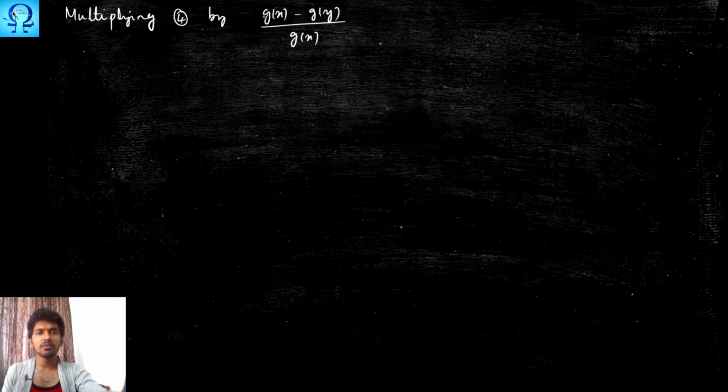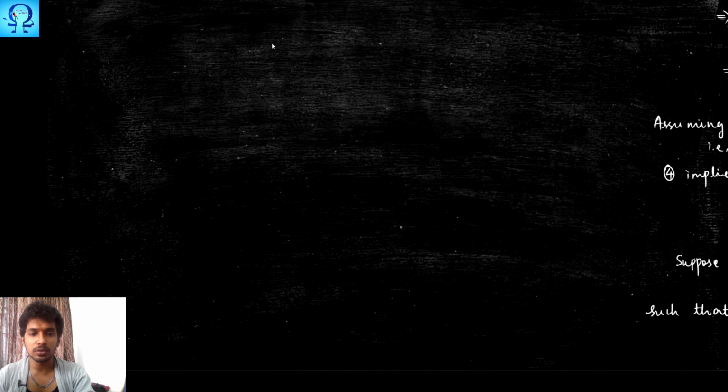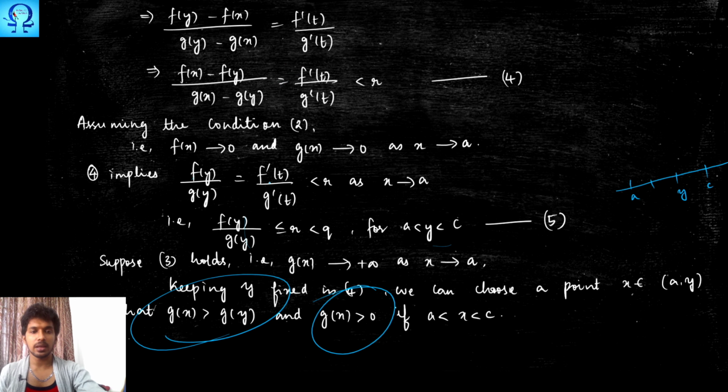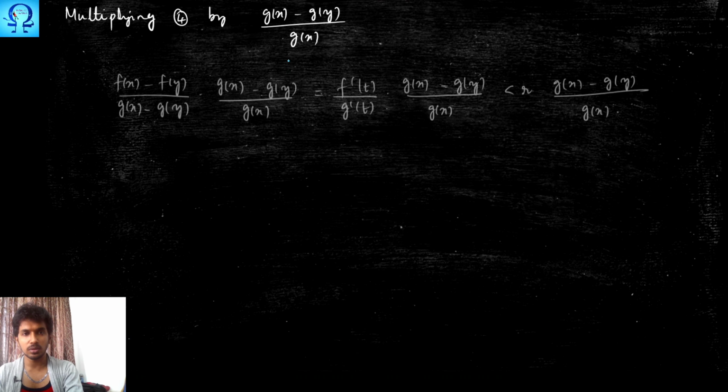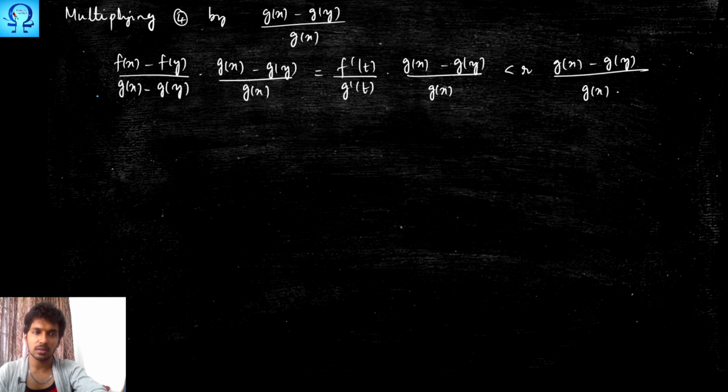We are choosing that way, right? So once we choose that way, what are we going to have? After choosing such points, we multiply by a quantity, the denominator. Take the denominator as it is, g of x minus g of y upon g of x, I suppose. So we multiply this quantity with this. When we multiply both sides, what are we going to get? This is the left hand side and this is the right hand side. We know that this quantity is less than r. So we get this.